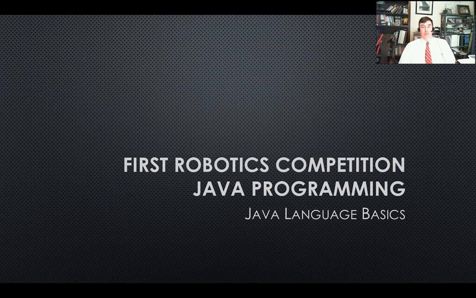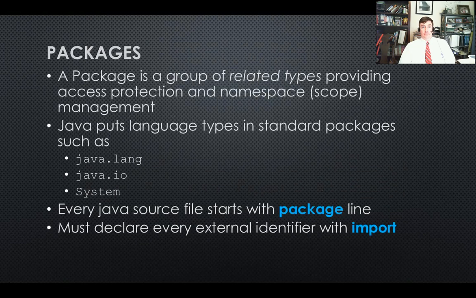So now we're going to go over some of the basics of the Java programming language. Every Java class starts out with a package. A package is a name that defines a group of related types. Remember, a type is a class because everything in Java is a class. And by putting it in a package, you're defining a namespace which defines a scope. So we'll get into that a little bit later.